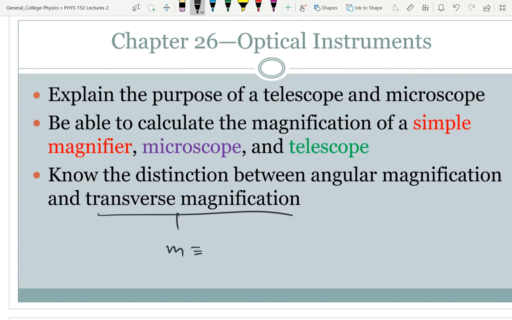Transverse magnification is defined as height of the image over height of the object, whereas angular magnification is theta aided over theta unaided. It's the ratio of the angles that the image will make with the eye, or what you're looking at, the angle the light makes with your eye. And so for the telescope and microscope, we were calculating the angular magnifications, a different thing than transverse magnification.